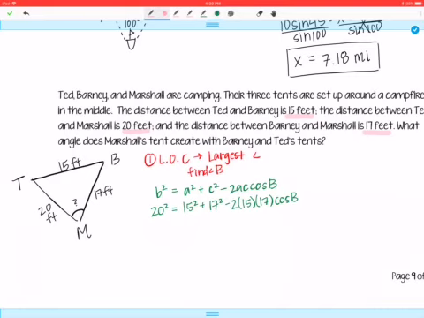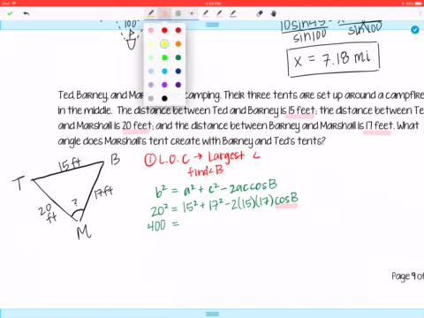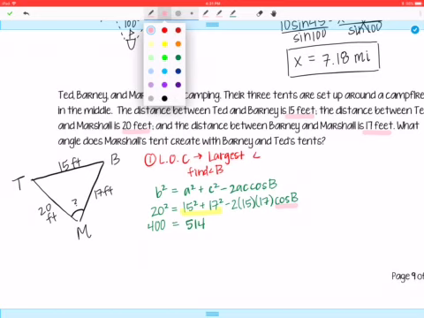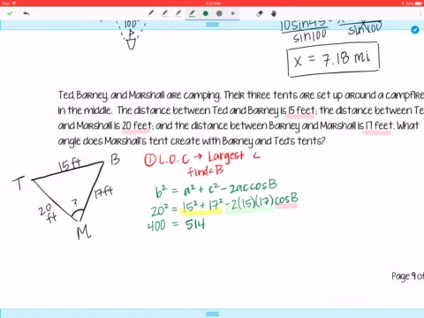Remember when we did these yesterday, if the angle is the thing that's missing, you cannot type this entire string into your calculator. You have to kind of separate it into parts. So I would do 20 squared first, which is 400. You could go ahead and do 15 squared plus 17 squared, which is 514. And then separately we could do -2 times 15 times 17. And this is -510 cosine B.